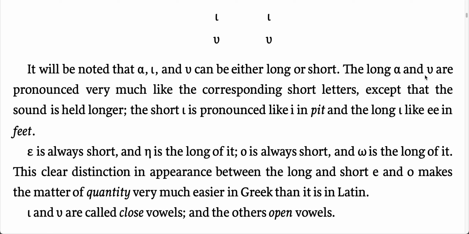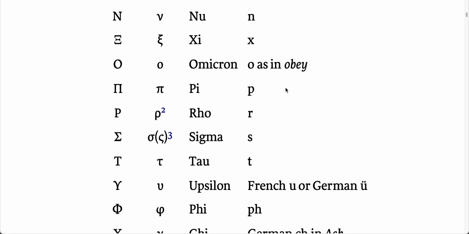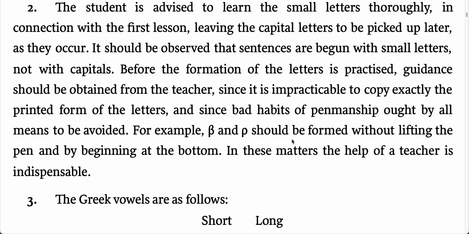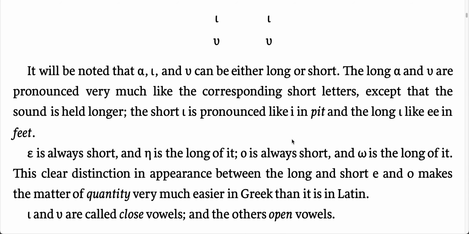The long alpha and the long upsilon are pronounced very much like the corresponding short letters, except that the sound is held longer. The short iota is pronounced like the letter I in pit, and the long iota like E in feet. So that's why when we had the pronunciation up here, we had both of them listed, and they seemed to sound two different ways, pit and feet. And it's because the iota can be short or a long vowel. So that's how you have to understand this. That's why it was listed that way.